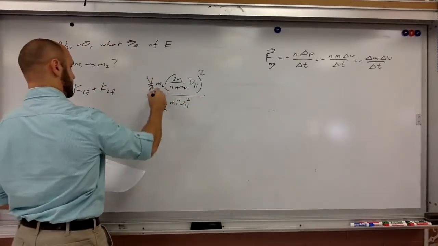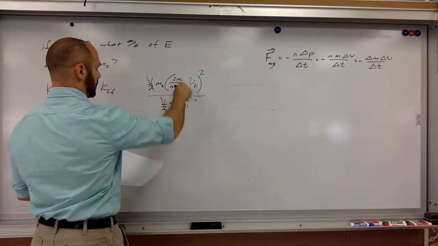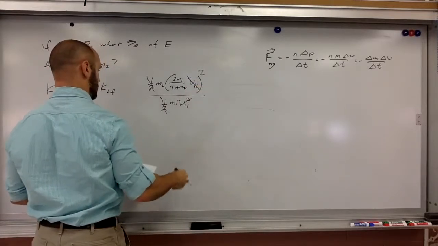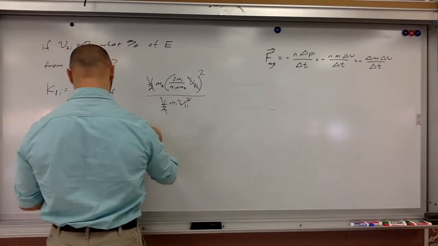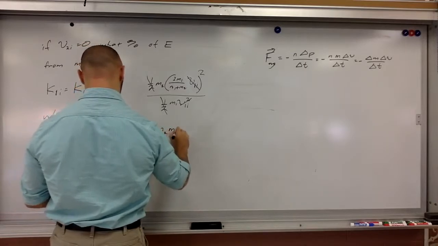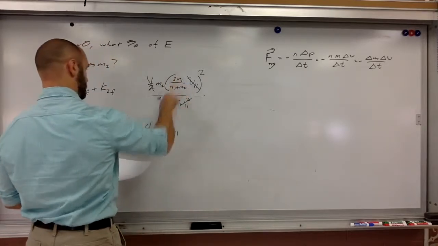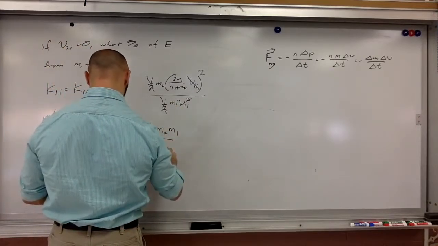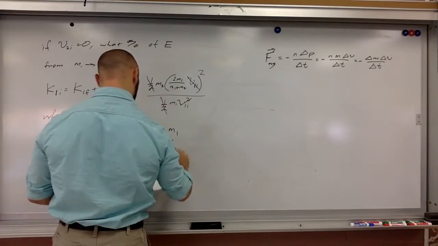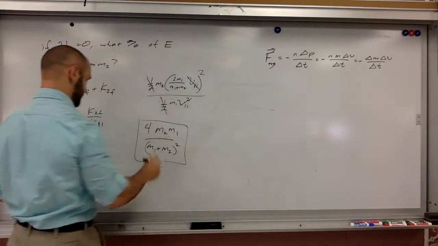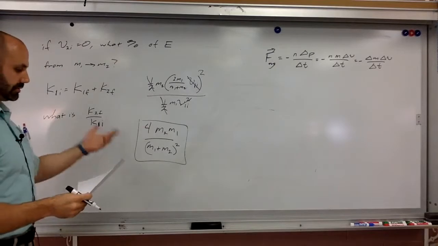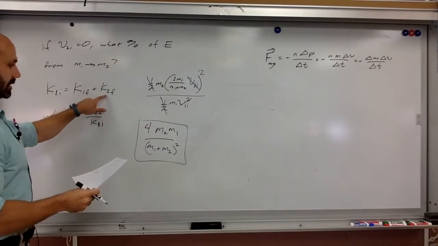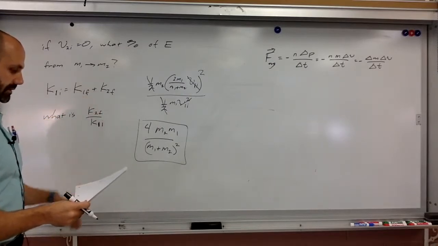So some things cancel out. This cancels out with this. One of these guys is going to cancel out with one of these guys, and this is going to cancel out with this. And so I'm going to be left here with 4 M2 M1, right, one of these M1s from here cancels out with this one, over M1 plus M2 squared. So this is the percentage of energy that's transferred to the second object, if it's a perfectly elastic collision.